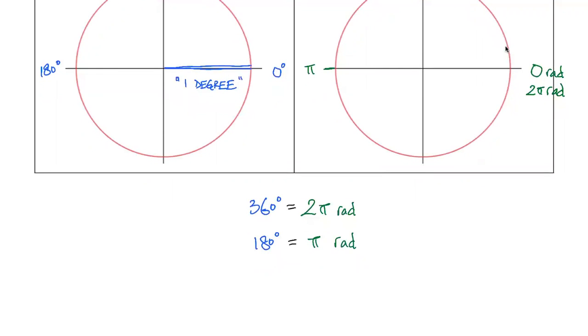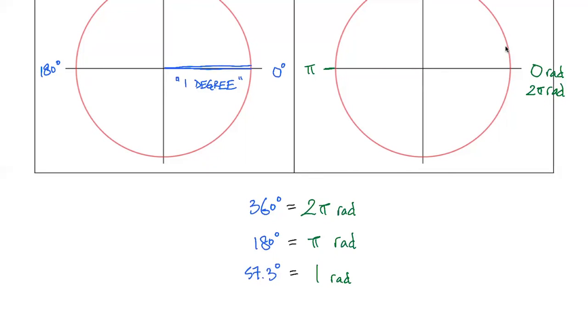And if we break that down even further, for those of you who are really curious, how many degrees are in 1 radian, if you want to visualize it? 1 radian is about 57.3 degrees. So it's almost 60 degrees, but not quite, okay?